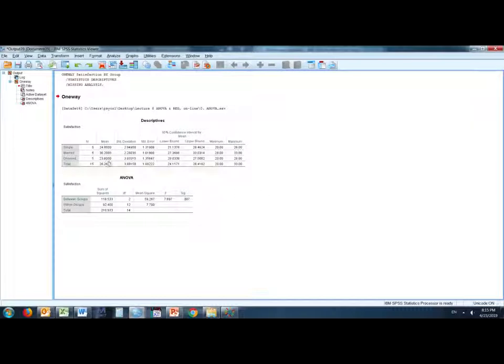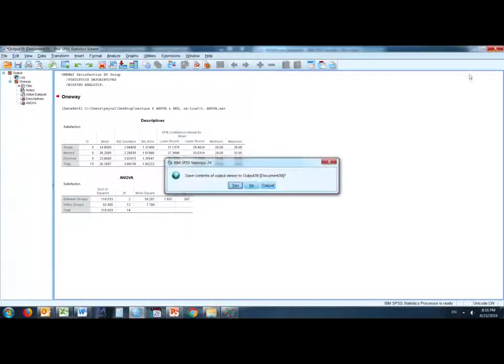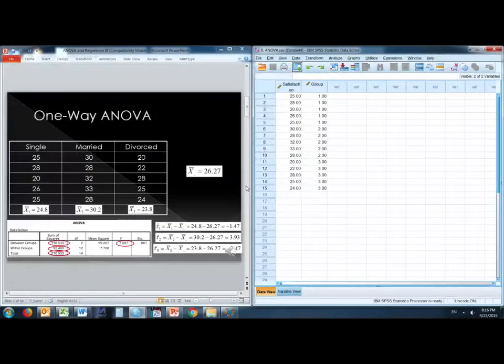Here is a group mean. This is the ANOVA source table. We can use our PowerPoint to better understand these outputs. The mean for the single group is 24.8. The mean for the married group is 30.2. The mean for the divorced group is 23.8.